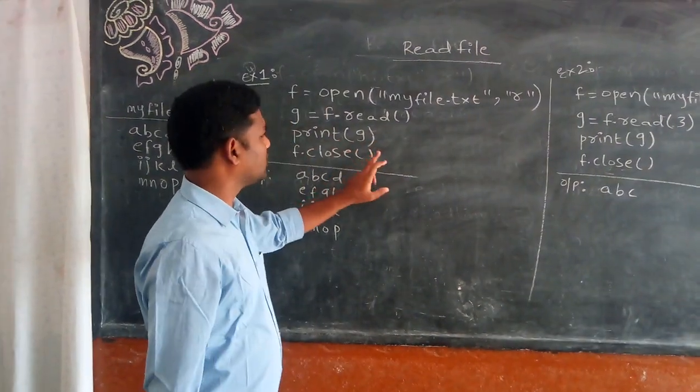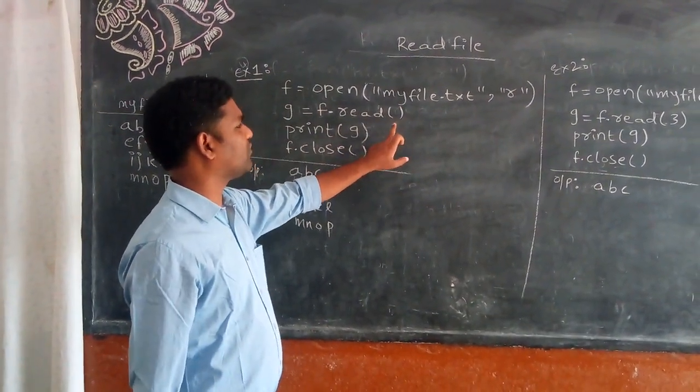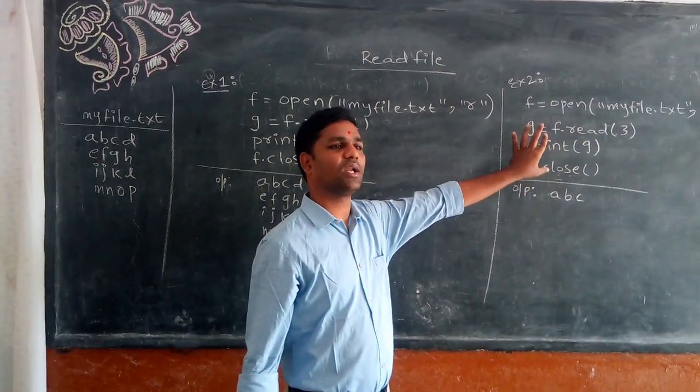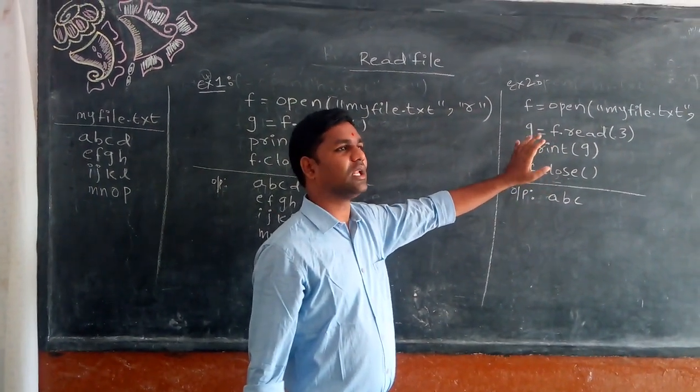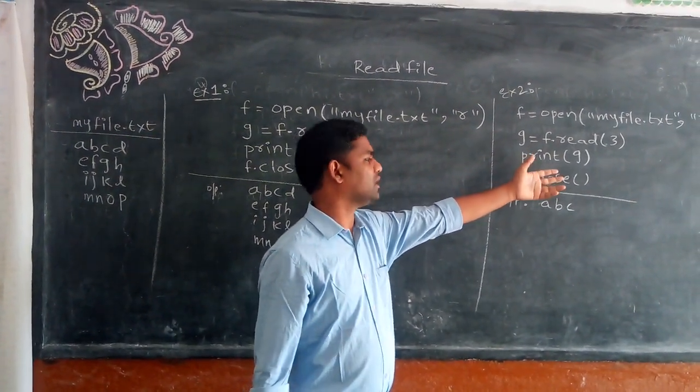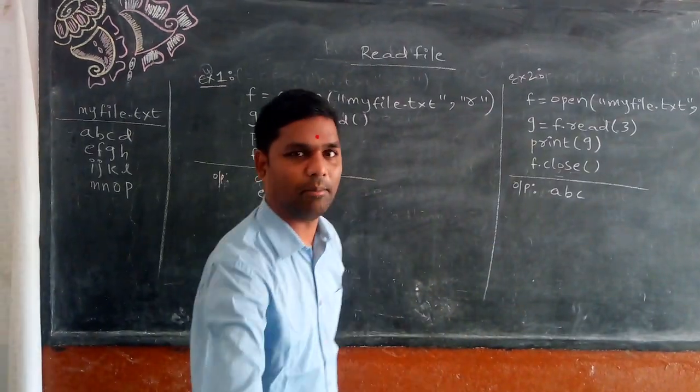Clear? So the read function without a number will read the entire content, and the read function with a number will read only the number of bytes we have passed into the function. Here I passed 3, so it will read 3 bytes at a time.